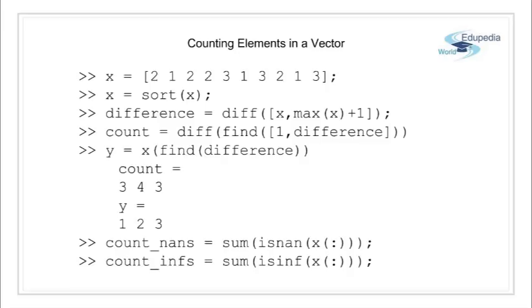The find function does not return indices for not a number elements. So basically, you can count the number of NaN and infinite values using the isnan and isinf functions. That is performed in the last 2 lines of this code snippet.